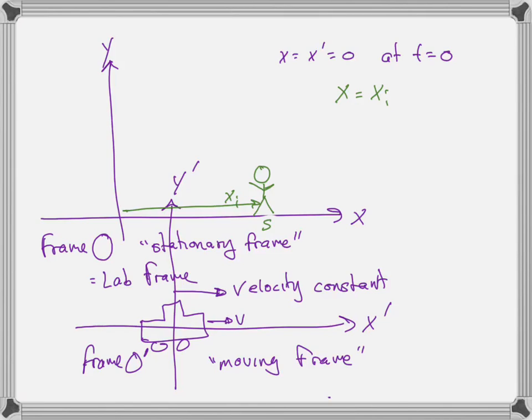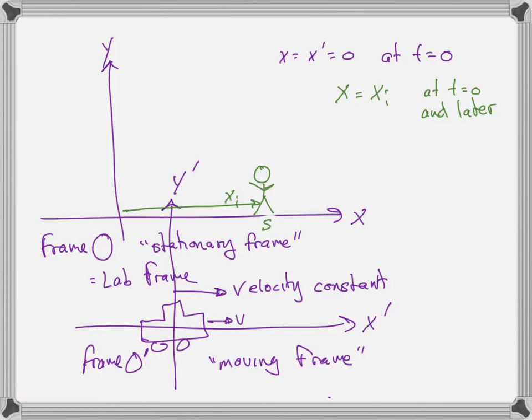At what time is x equals x initial? Let's say the person's standing still, and so x equals x initial at any time. But let's just start with t equals 0. And then remember that O prime at t equals 0 is coincident with O. In other words, their origins are in the same place. And I didn't draw that in this picture.